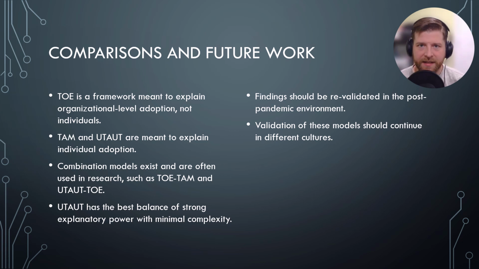So there's a lot of ways that these frameworks compare and contrast. TOE, the first framework that we discussed, is meant to explain organizational level adoption rather than adoption at the individual level. TAM and UTAUT are meant to explain individual adoption. Because of the difference in scope between these models, there are combination models that exist and are often used in research, such as TOE-TAM and UTAUT-TOE. UTAUT has the best balance of the three models with explanatory power and minimal complexity.